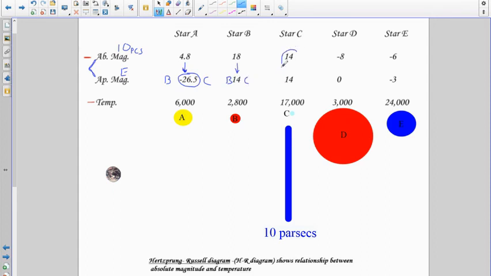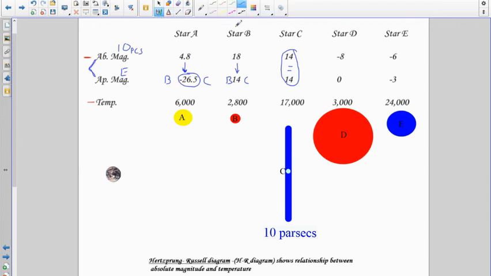If I look at star C, you'll see that the 14 here and the 14 here are the same number. Well, what does that tell me? That tells me it appears to be the same brightness from Earth as it does from 10 parsecs. That indicates it is 10 parsecs away. So I can come over here and say, well, star C is 10 parsecs away. It's going to be right on this line. So I'm going to put it right there. I know exactly how far that star is.